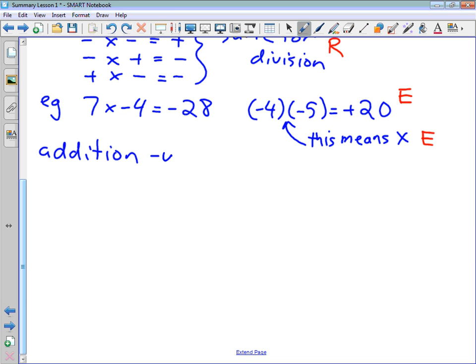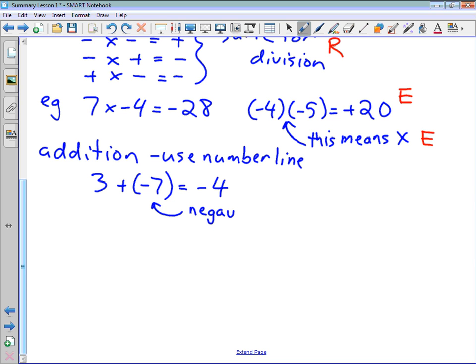I might just say, use number line. That's how we did all those examples in there. Something like 3 plus negative 7 equals negative 4, okay? And I might say something like, this is negative, the 7 is negative, so move 7 spots left, or 7 places left. That's my little bit of explanation there, okay?